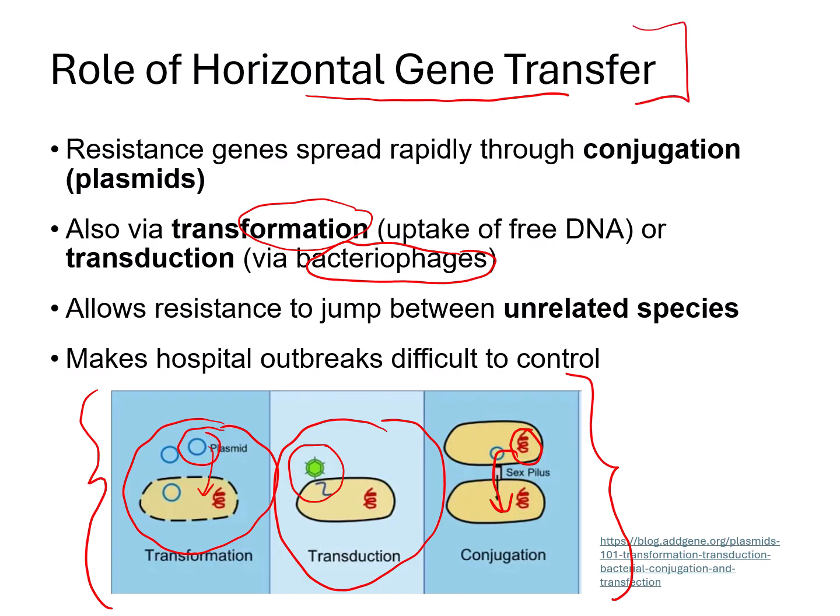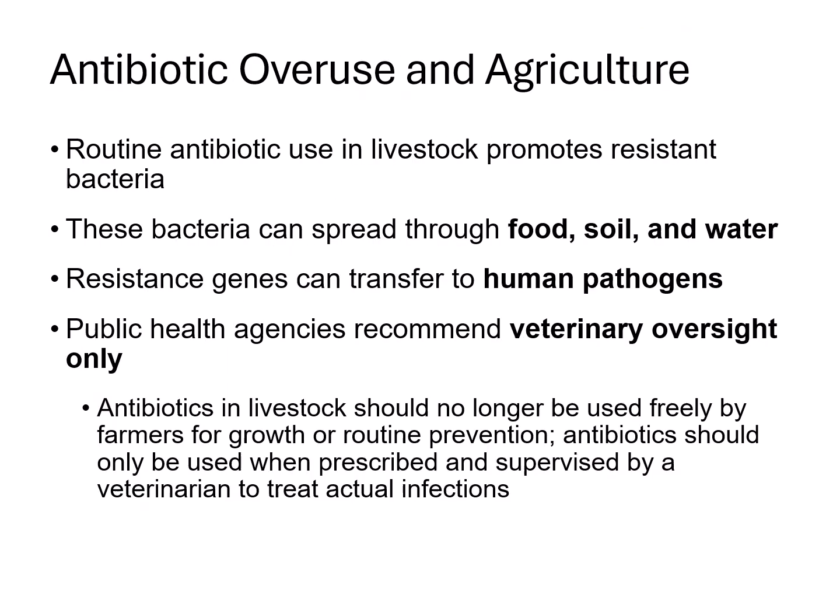All of these involve the transfer of genes between cells within the same generation. These cells can be unrelated species. This is why resistant infections can spread rapidly within hospitals. Unfortunately, routine antibiotic use in livestock promotes resistant bacteria that can enter our food and water supply. So these resistance genes can eventually transfer to pathogens that infect humans as well.